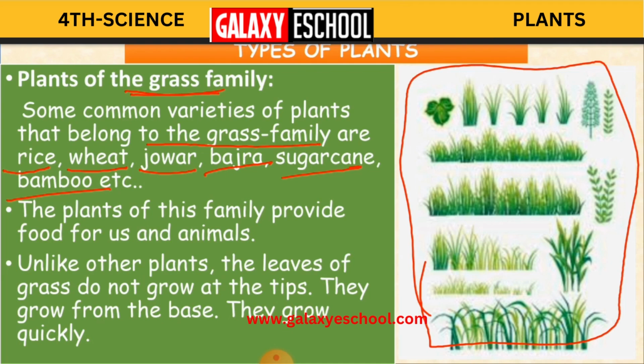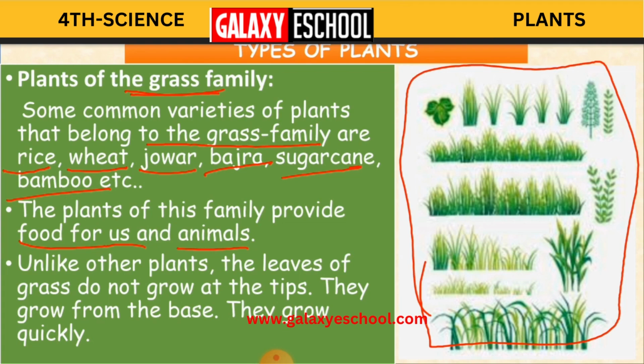The plants of this family provide food for us and animals. Yes, of course. Yes or no? So the plants of this family are going to provide food for us. We are eating rice, wheat, jowar, bajra, sugarcane. We are also able to get wood from bamboo, and even the same plants are also taken as food for the animals. So the plants of this family are providing food for us and also animals.